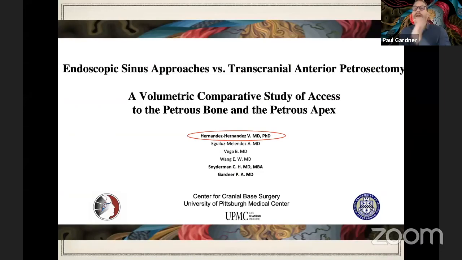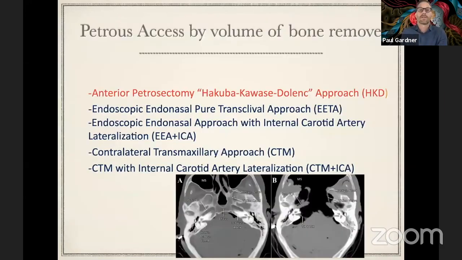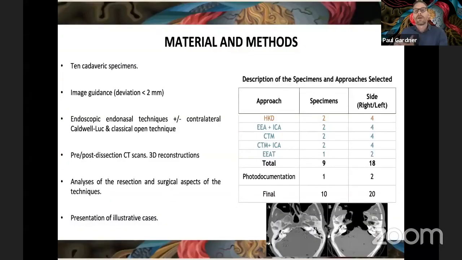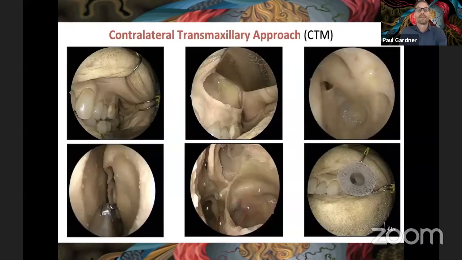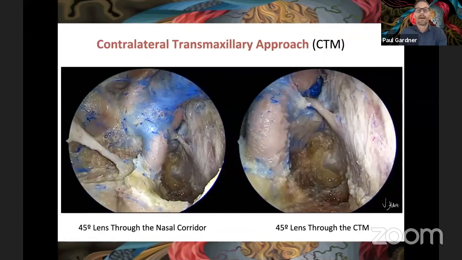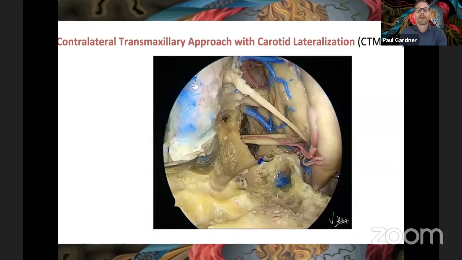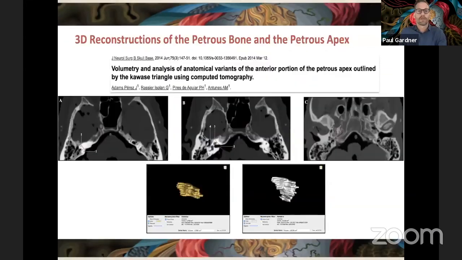This is a study done by Vanessa Hernandez when she was with us. A beautiful study comparing the access to the middle fossa and the petrous apex by these various approaches: endoscopic endonasal, CTM, and an extended middle fossa, or Hakuba-Dolenc-Kawase approach. We did 3D reconstructions using CT scan.